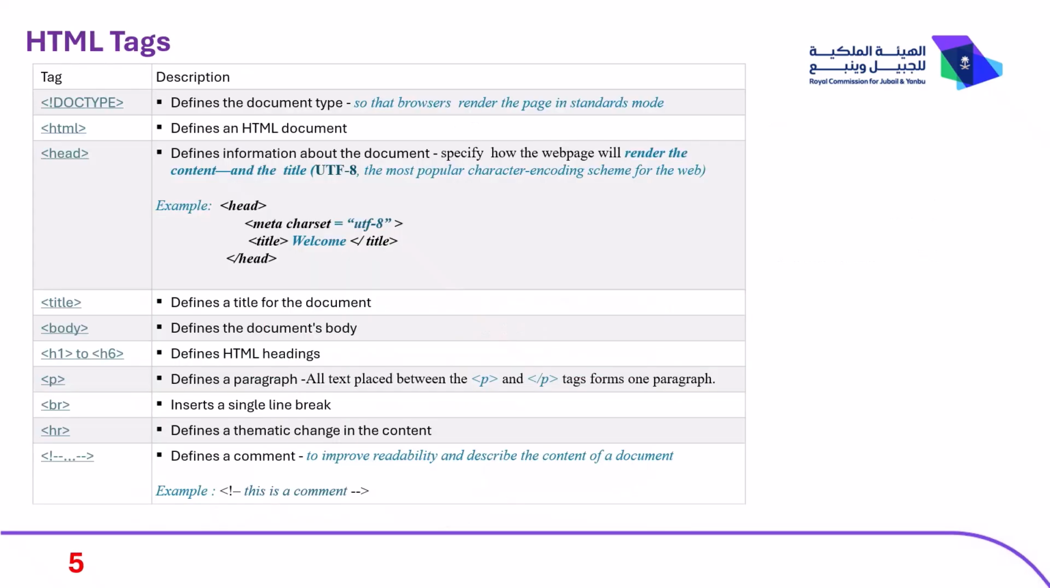Let's look at some fundamental tags. Every document should start with the doctype declaration to help browsers render the page correctly. The HTML tag defines the document itself, while the head tag contains metadata like the title and character encoding. The body tag holds all the visible content from headings and paragraphs to line breaks and horizontal rules.